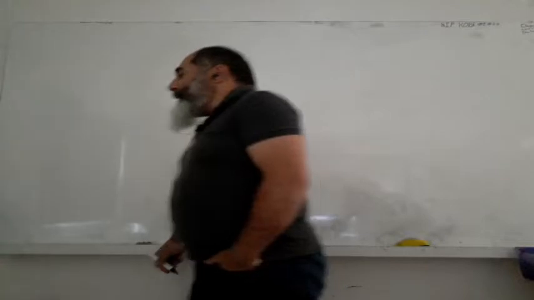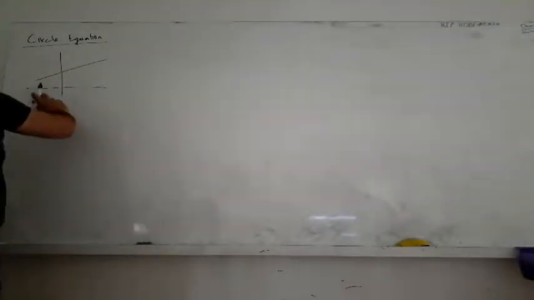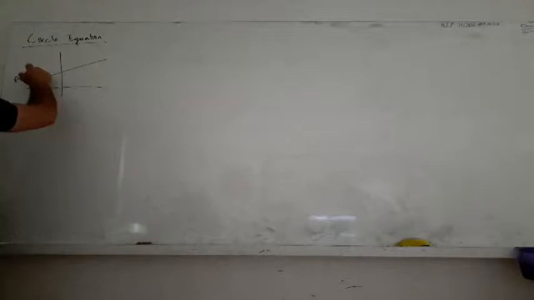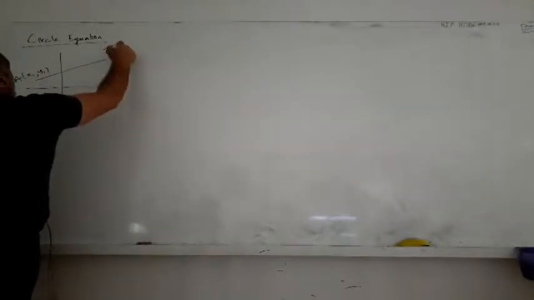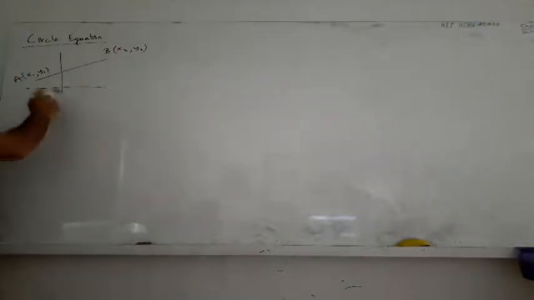Today in this video we are going to revise circle equation. First of all, let's revise some of the topics from coordinate geometry. Say that this is point A with coordinates x1, y1, and this is point B with coordinates x2 and y2. How do we find the midpoint of A and B?